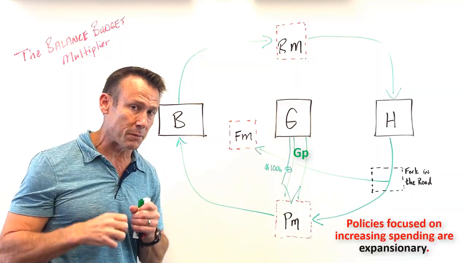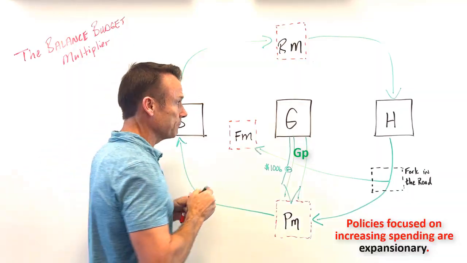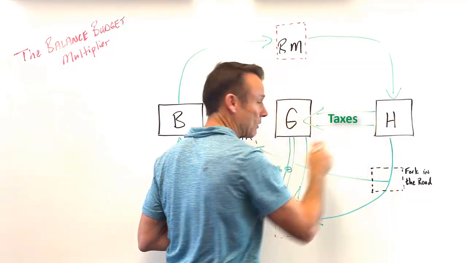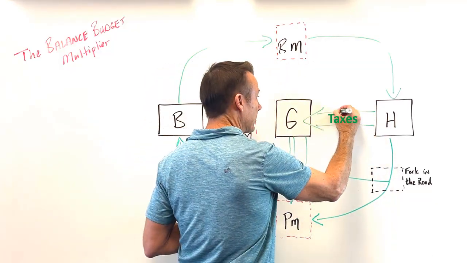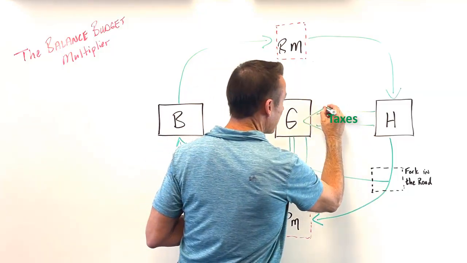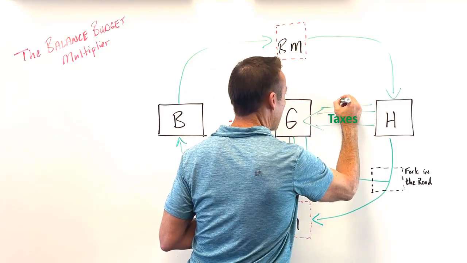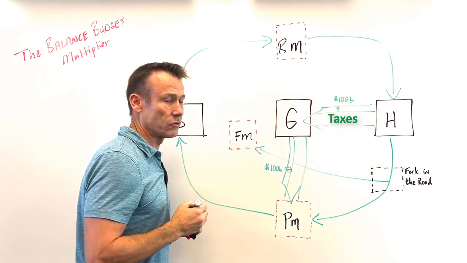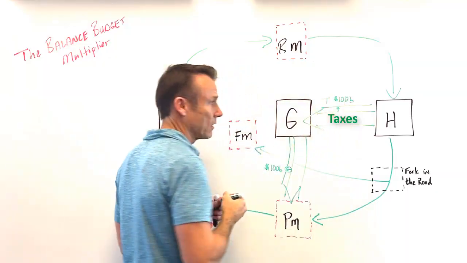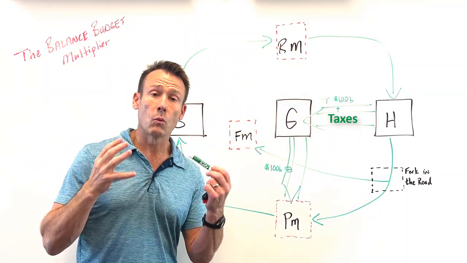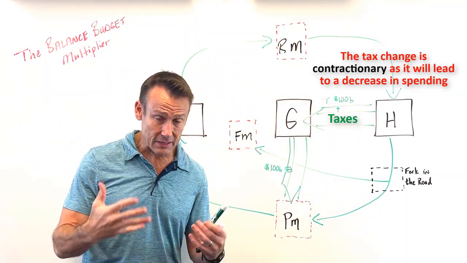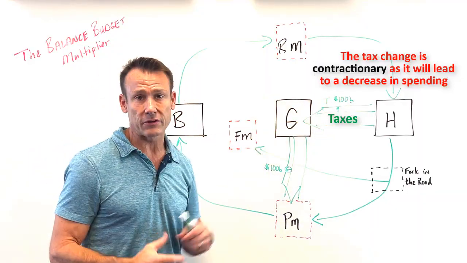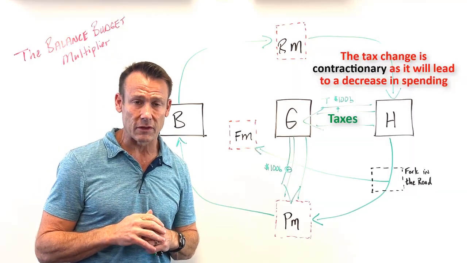Those are expansionary policies. At the same time, we've got households paying taxes. We're going to increase the taxes by the same exact amount, by $100 billion. We want to know, what is going to be the impact on the economy of these two actions? Again, expansionary and contractionary fiscal policies. We're doing both at the same time.